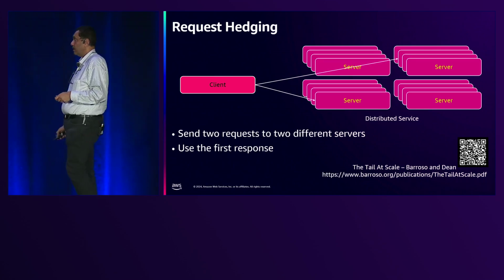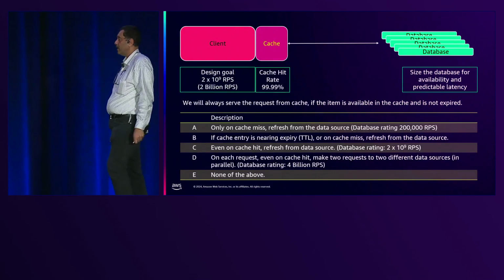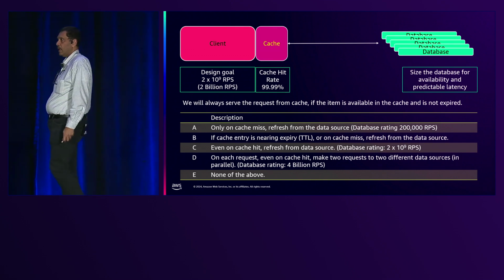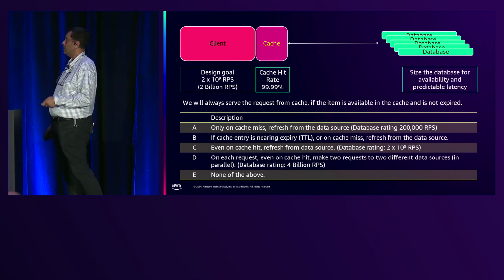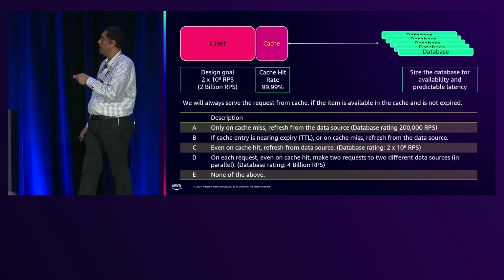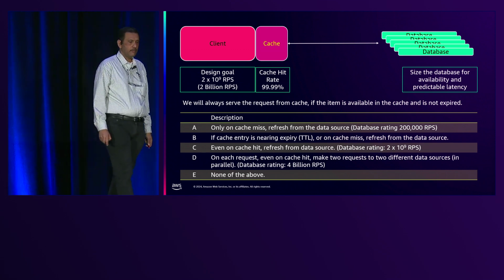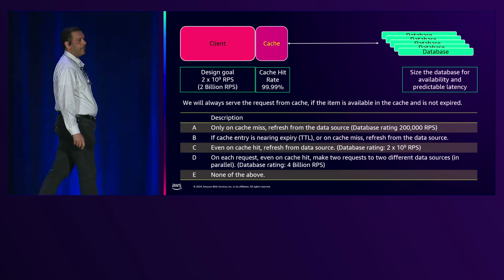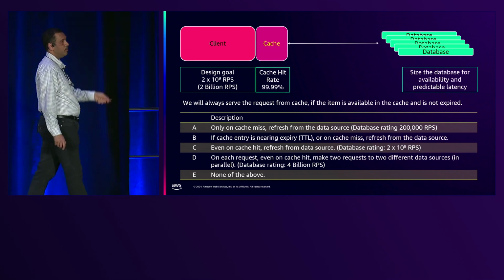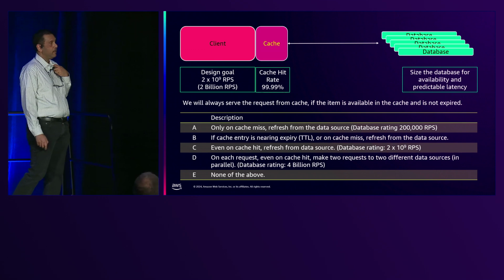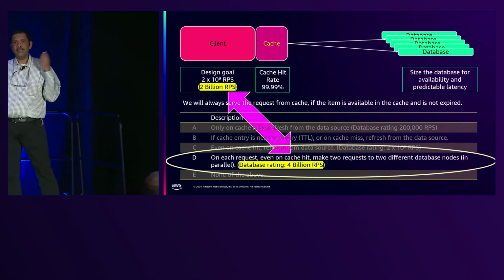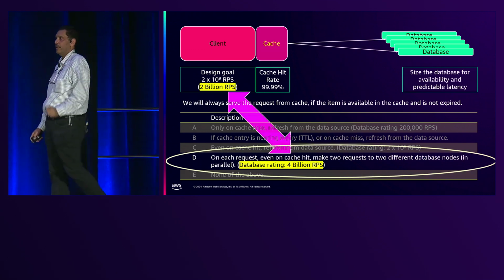So let me give you an example of that. The same client server with the cache. You want to serve 2 billion RPS, you got a 99% cache hit rate, you got a distributed database. How are you going to size that database if you're going to serve 2 billion RPS? The way we would do it, and the way we've internally done it, is that database will serve 4 billion RPS.